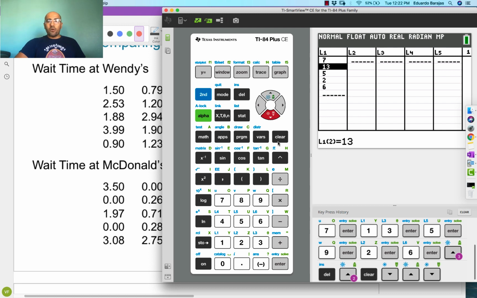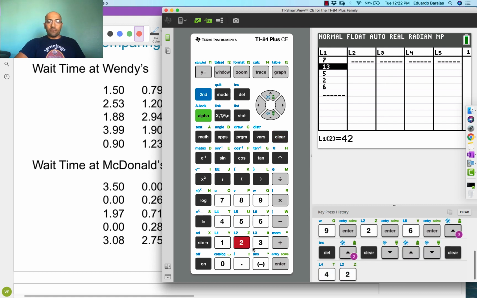Okay? So if I go up to 13 and I hit clear, it creates that blank for me to type in my new value. So maybe I want to replace it with a 42. And then I hit enter, and it'll replace that 13 by 42. But if I just want to get rid of it, then I hit delete. To erase the whole list, I have to hit clear, then enter.